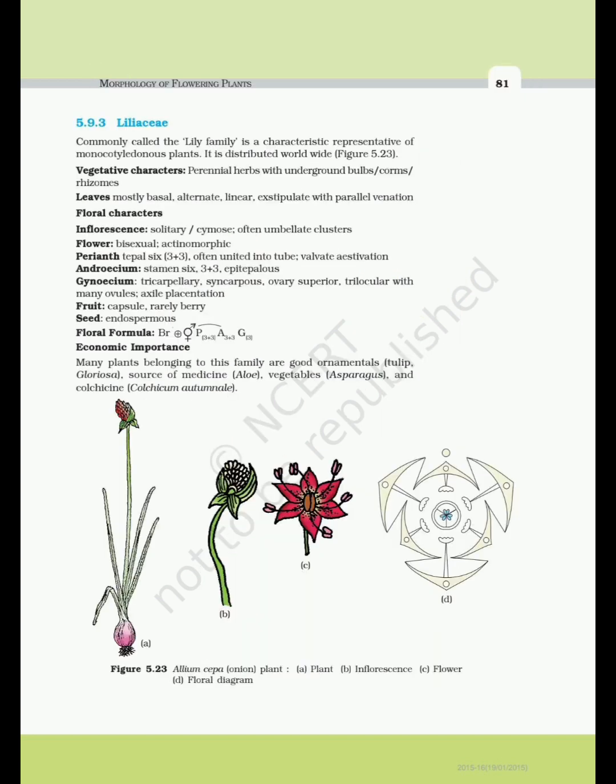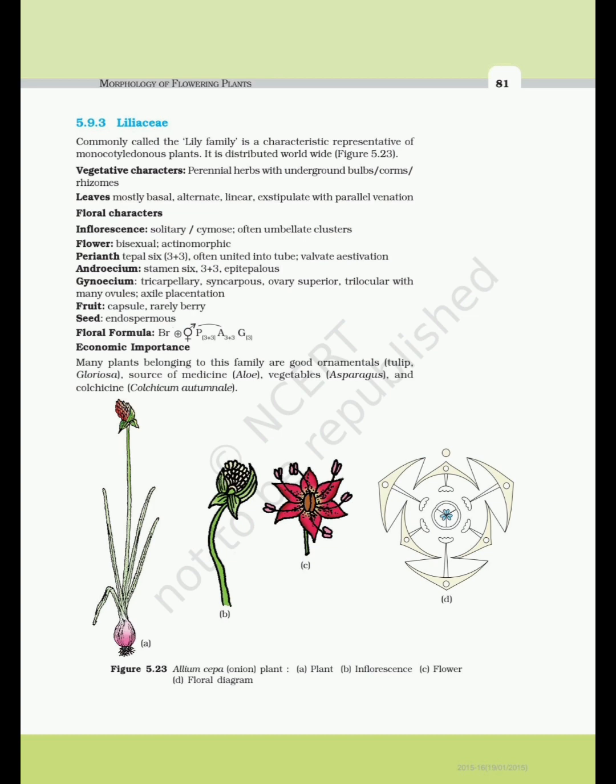5.9.3 Liliaceae, commonly called the lily family, is a characteristic representative of monocotyledonous plants. It is distributed worldwide, figure 5.23. Vegetative characters: perennial herbs with underground bulbs, corms, rhizomes. Leaves mostly basal, alternate, linear, exstipulate with parallel venation. Floral characters: inflorescence solitary, cymose, often umbellate clusters. Flower bisexual, actinomorphic. Perianth: tepals 6, (3+3), often united into a tube, valvate aestivation.